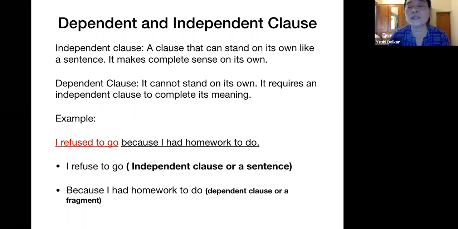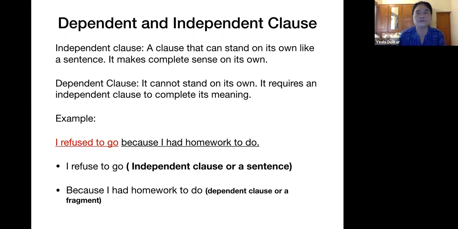Now, a dependent clause does not have sense on its own. It requires an independent clause to make complete sense. So such clauses are called dependent clauses. Both of them have a subject and a verb, but one makes complete sense on its own and can be written as a separate sentence. But the dependent clause can never be written as a sentence because its complete meaning depends upon another clause. That's how you have an independent clause and a dependent clause.